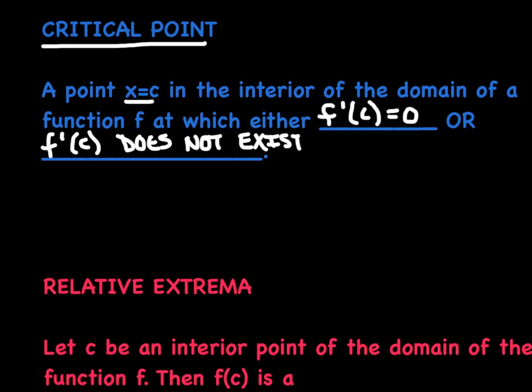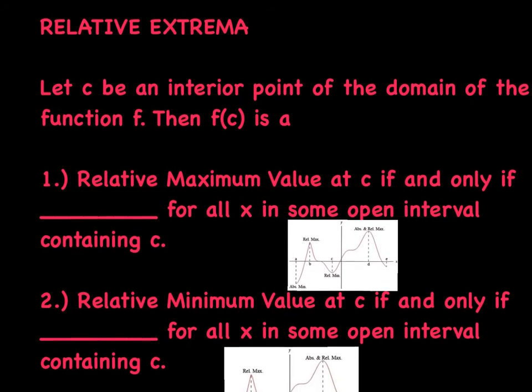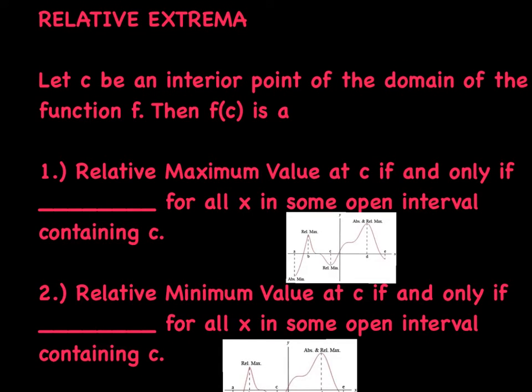Now, what is a relative extrema? We're going to break it into two subcategories here. Let c be any number in the interior of the domain of the function. Then f of c is, and we're going to start with a relative maximum value. So we can say there's a relative maximum value at c if and only if what has to be true? If f of c is greater than every other f of x for all x in some open interval.